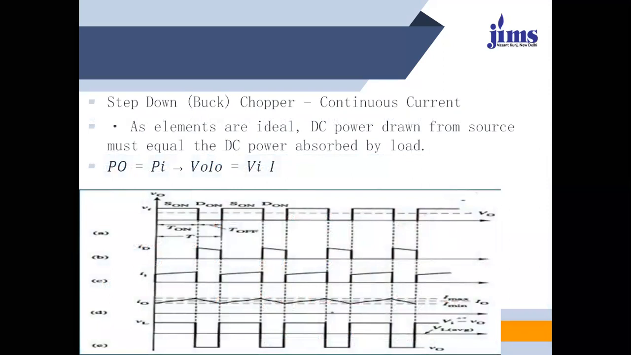Step down chopper with continuous current, assuming the elements are ideal. DC power drawn from the source must equal the DC power absorbed by the load. So P output equals P input, which means V output into I output equals V input into I input.